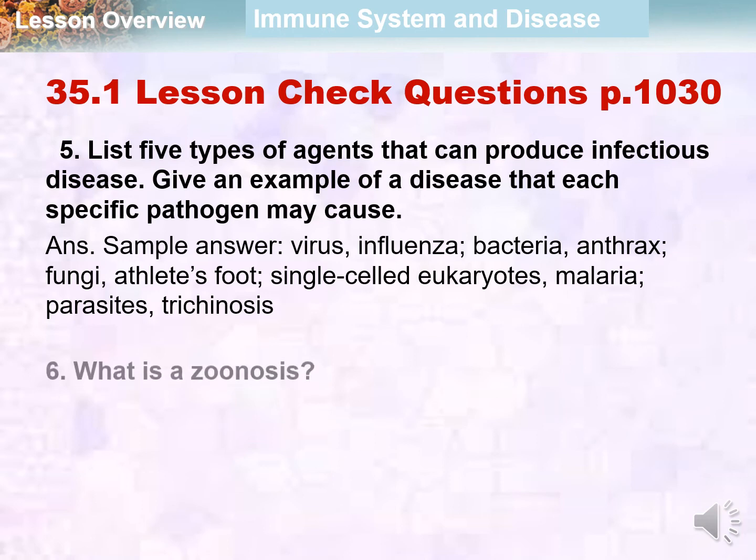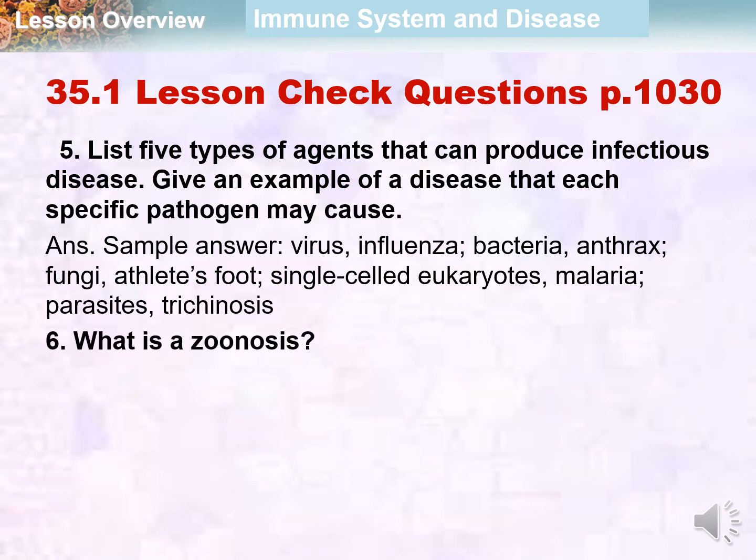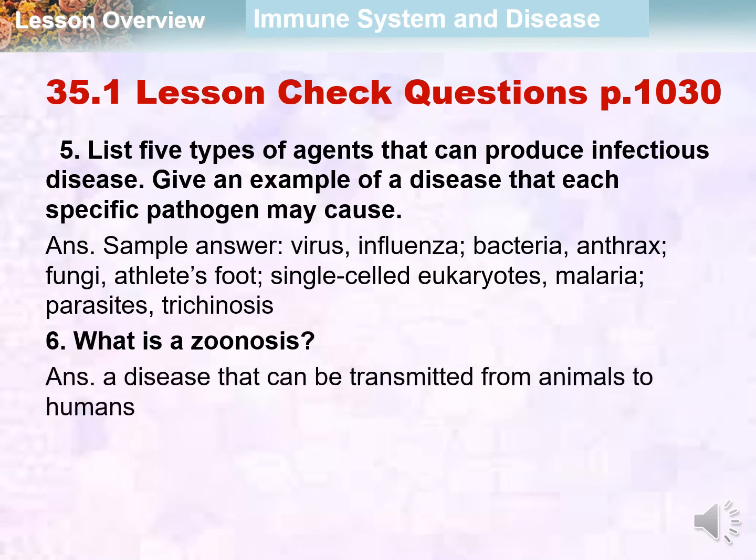Now let's have number 6 question. What is a zoonosis? Our answer is zoonosis is a disease that can be transmitted from animals to humans.